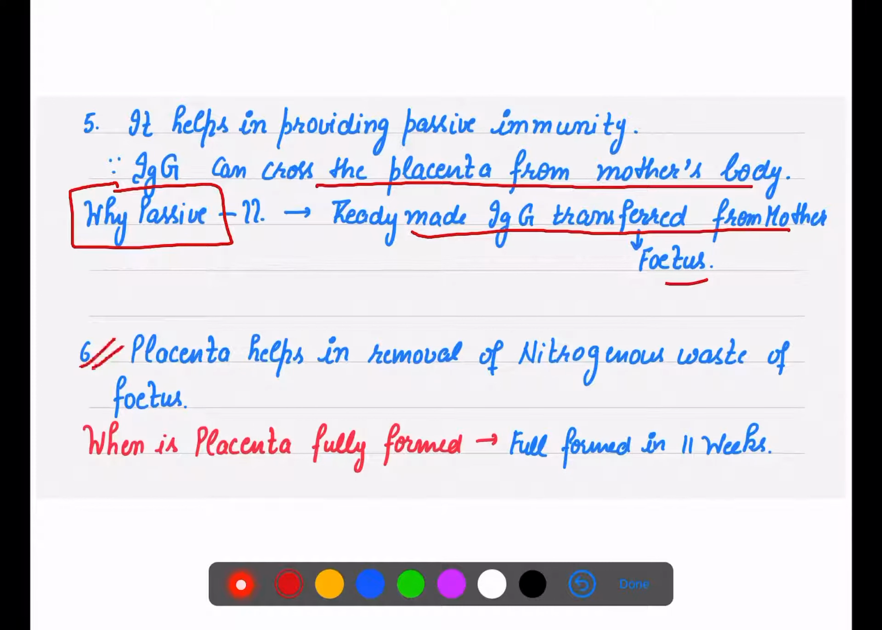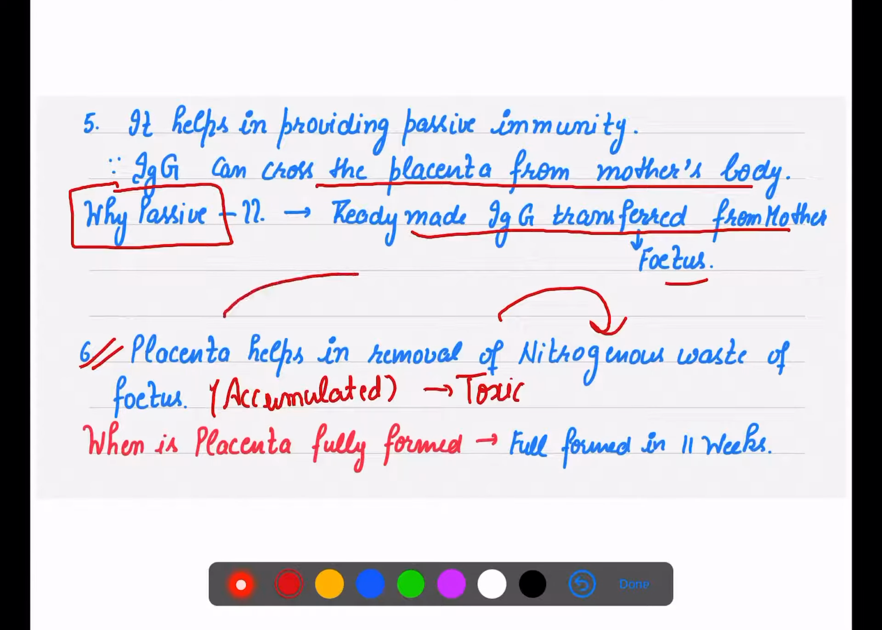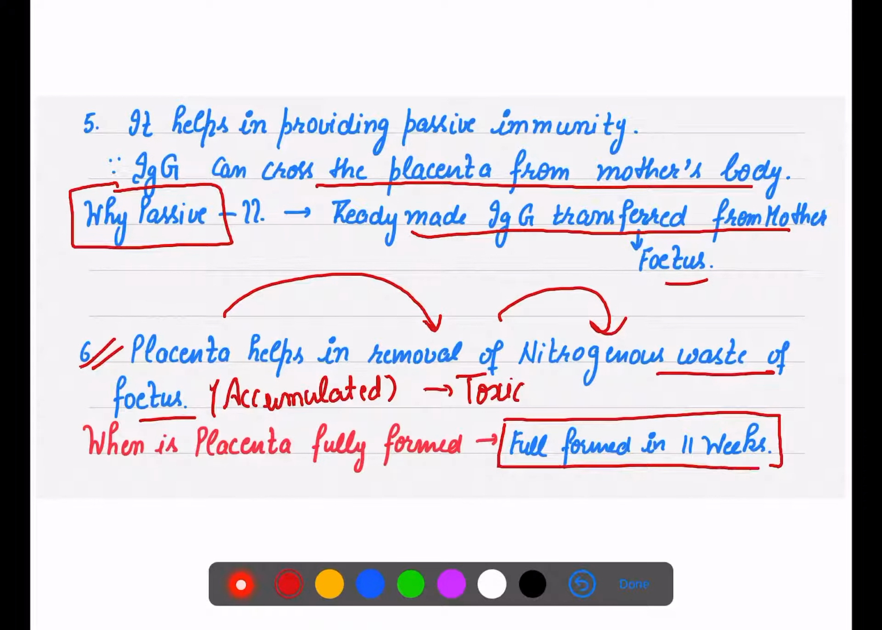Another important point is that various nitrogenous wastes also accumulate in the fetus. If they accumulate, they become toxic to the baby. So the placenta helps in the removal of these nitrogenous wastes of the fetus. When is the placenta fully formed? Many times this is asked. This tissue is fully formed in 11 weeks of pregnancy, because after that time the germ layers start developing and there is organ formation.